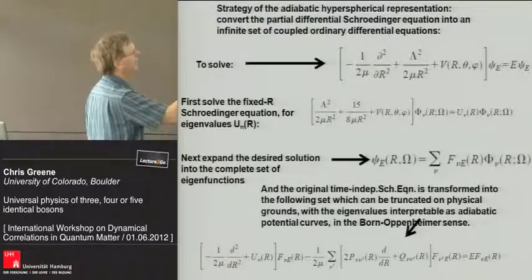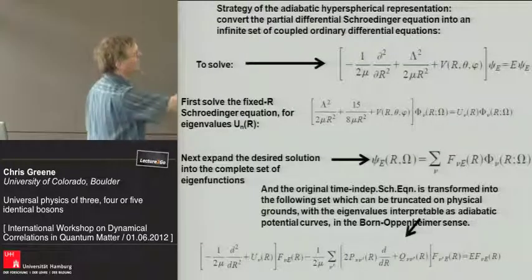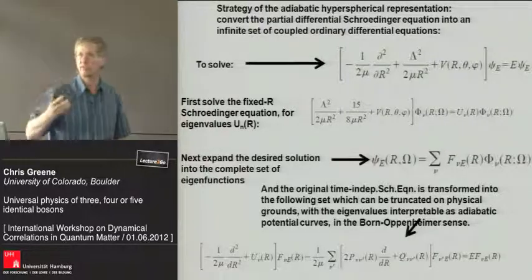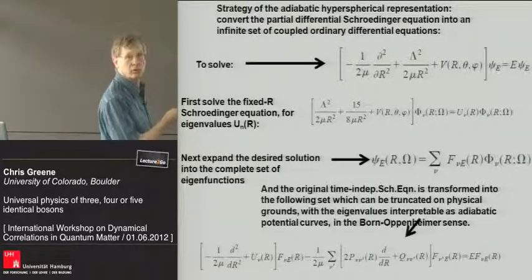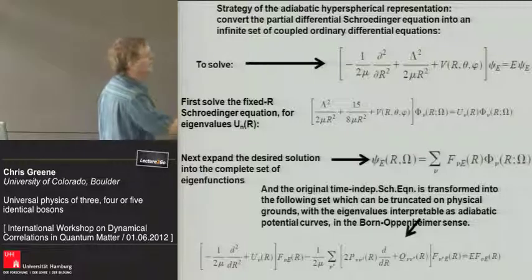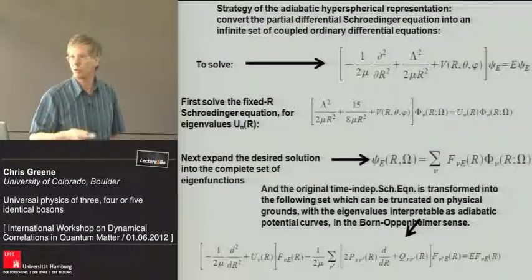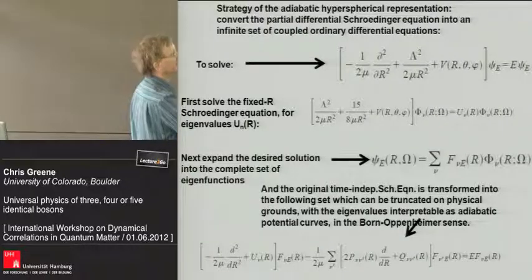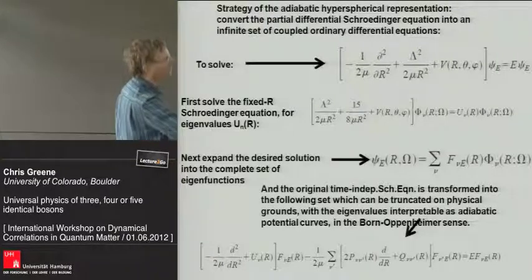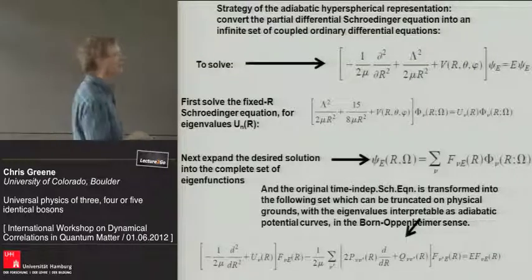You clamp it and diagonalize the fixed R Hamiltonian and get a set of eigenvalues that are energies as a function of this coordinate. So we think of them as potential curves, just like in the Born-Oppenheimer context, these U nu of R's. This is a Hermitian operator, so the complete set of eigenfunctions are complete, orthonormal, and all that good stuff. So you can expand, in principle, the dependence of the wave function in terms of unknown radial functions and this complete set of phi nu adiabatic eigenfunctions.